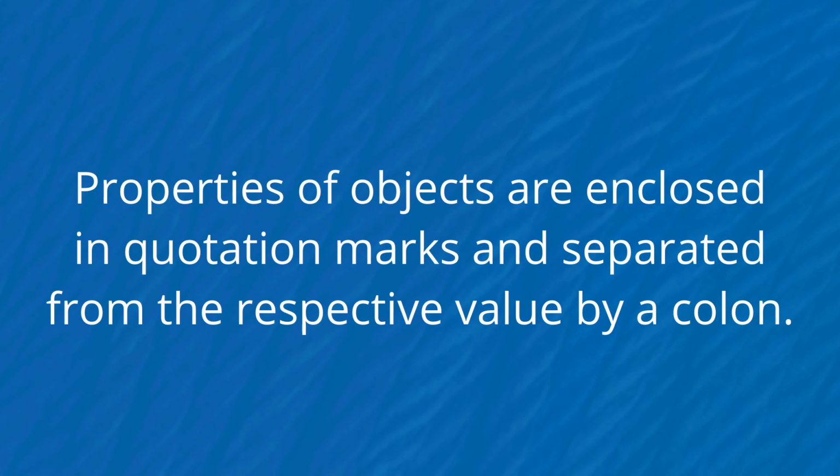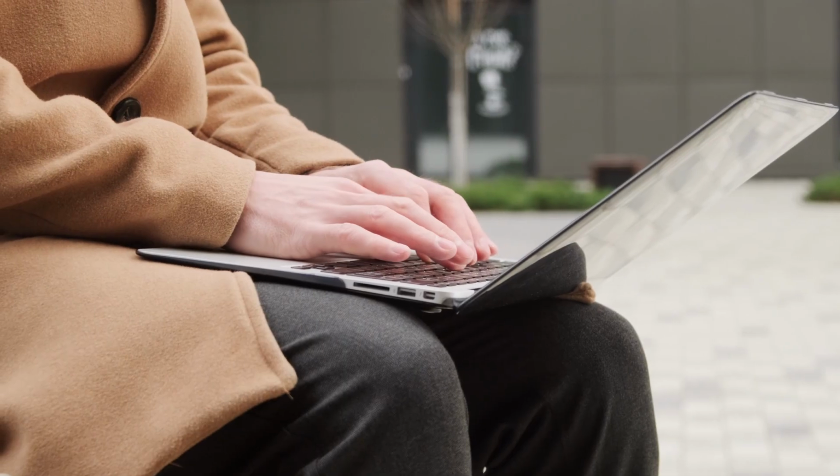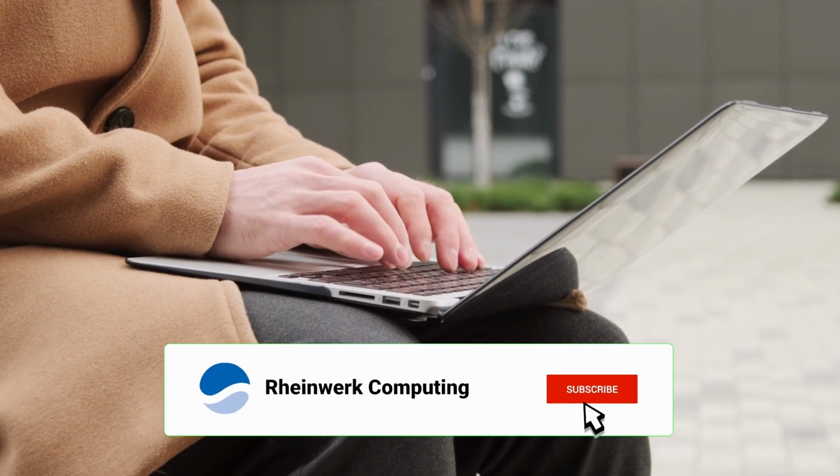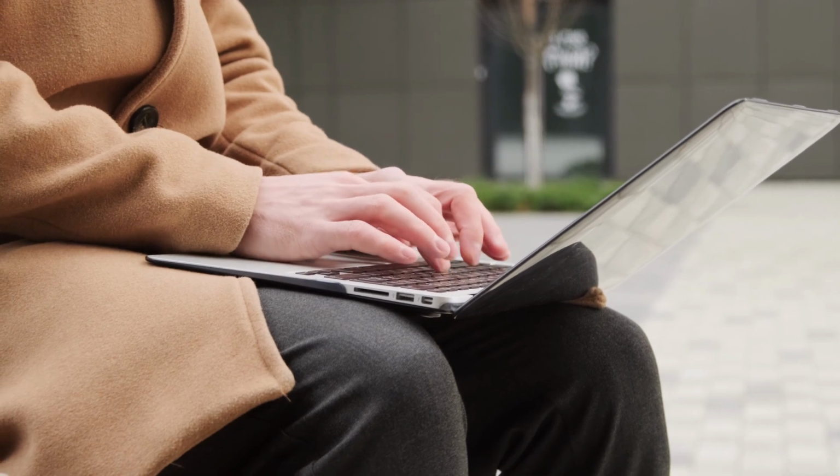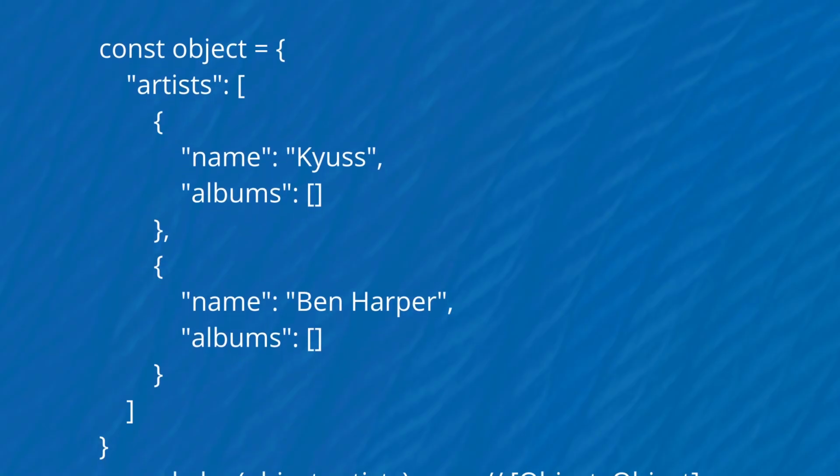Properties of objects are enclosed in quotation marks and separated from the respective value by a colon. The values can be strings, numeric values, Boolean values, arrays, the value null, or other objects. This listing shows an example of a JSON document.